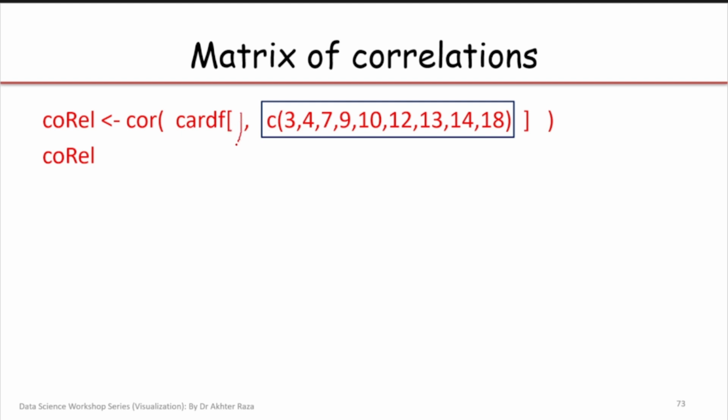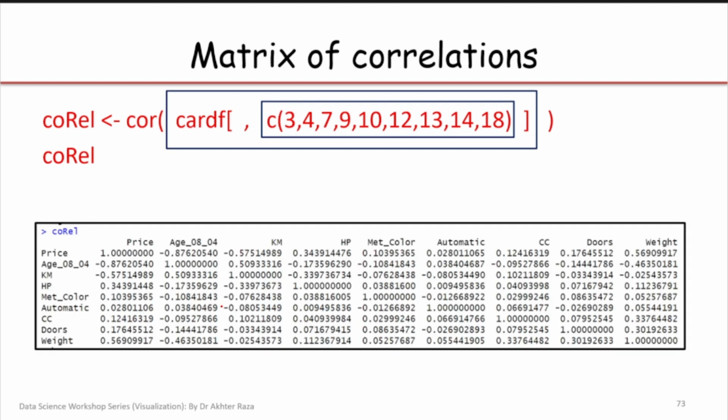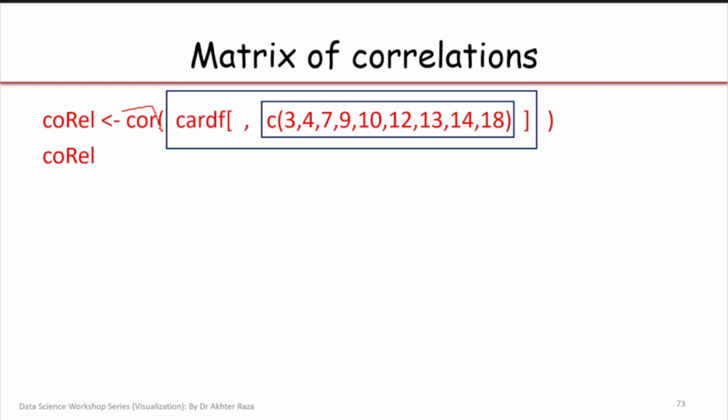The row number is blank, which means all rows are to be used, but only these columns. All columns will not be used. There are 39 columns, but I am not using all 39. Only the selected columns will be used for finding the correlations. A correlation matrix is computed, and the correlation matrix is stored in a data frame referred to as correl.